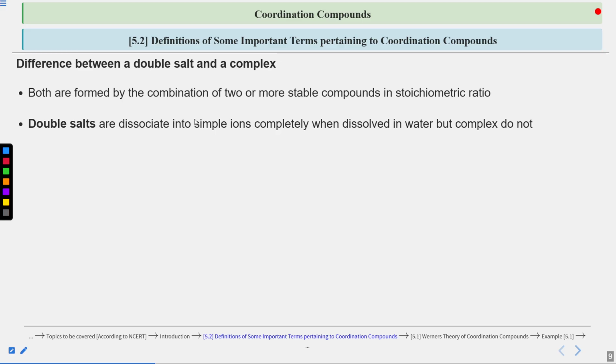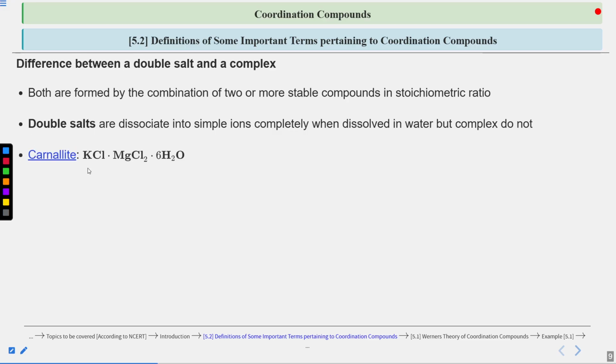Double salts dissociate completely into simple ions when they are dissolved in water, but complexes do not. This is a major difference between them: if you dissolve a double salt in water, it is going to dissociate into its simple ions completely. But in the case of a complex, when you dissolve it in water, it is going to remain intact. The structure of the complex is not going to dissociate.